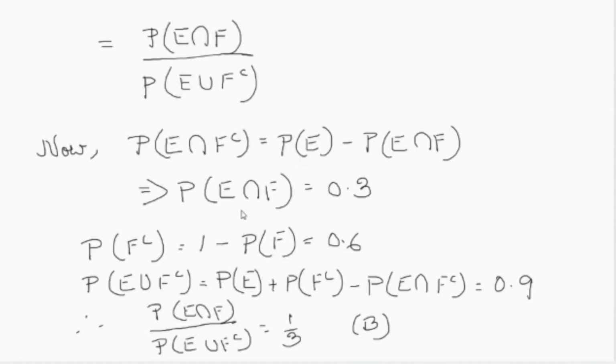Well, we can put in the values. We are provided with two of them and we just obtain probability F complement. So that comes out to be 0.9. And therefore, our required probability is 0.3 by 0.9, which is 1/3. And thus, you can check the given options and B is the correct option.